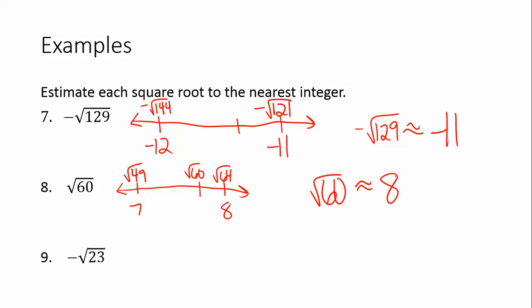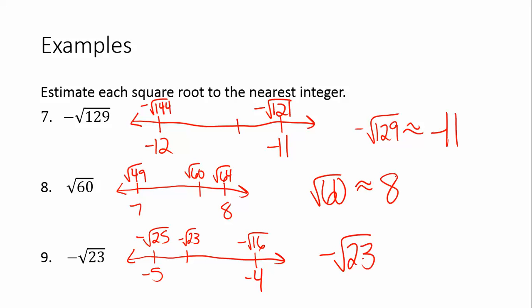Number 9, we have a negative square root again. So let's see. The negative square root of 25 would be negative 5. The negative square root of 16 would be negative 4. So it's somewhere between negative 4 and negative 5. It's closer to negative 5 because 23 is closer to 25. So the negative square root of 23 is about equal to negative 5.